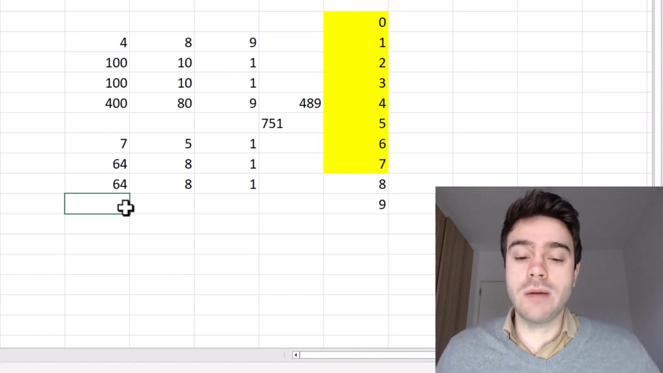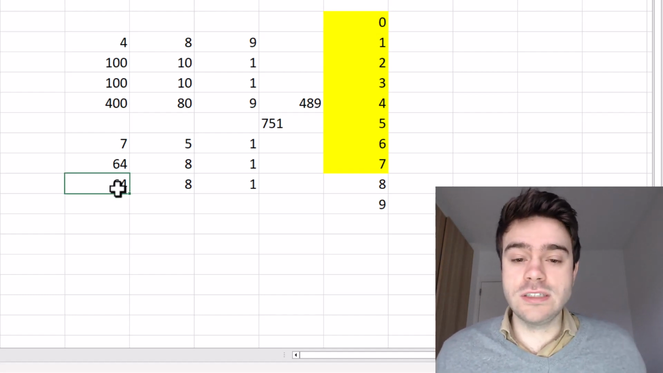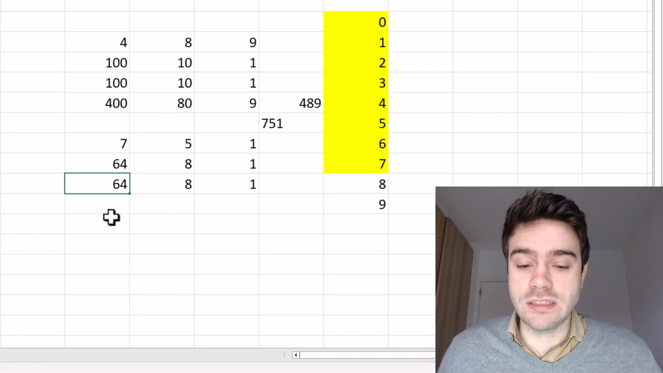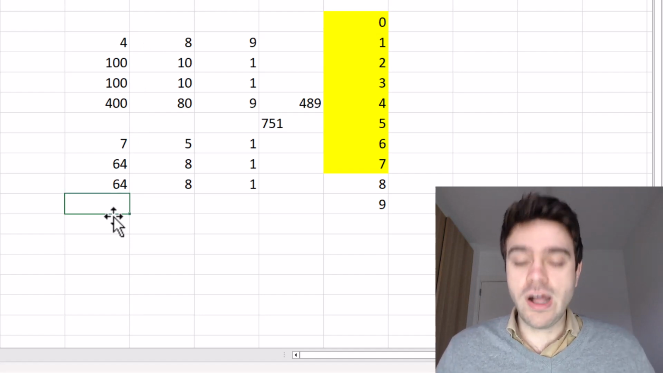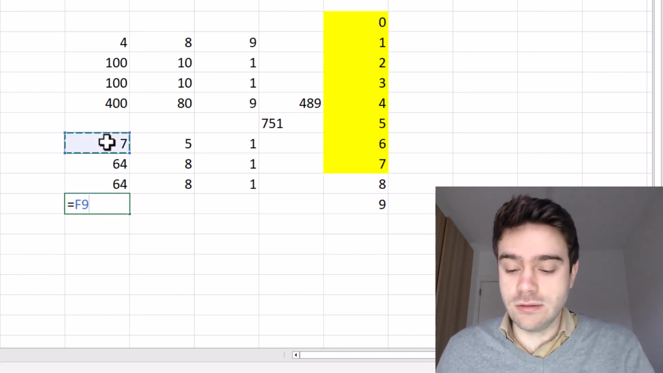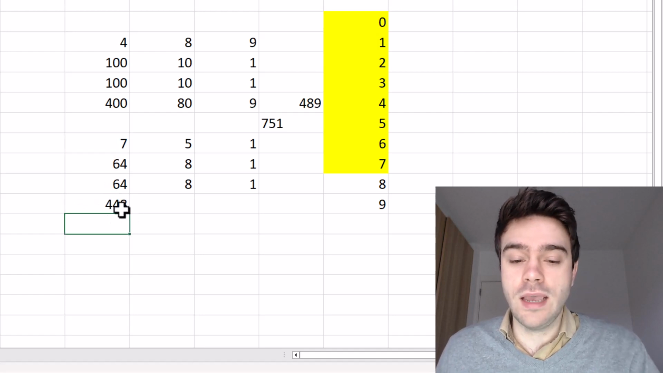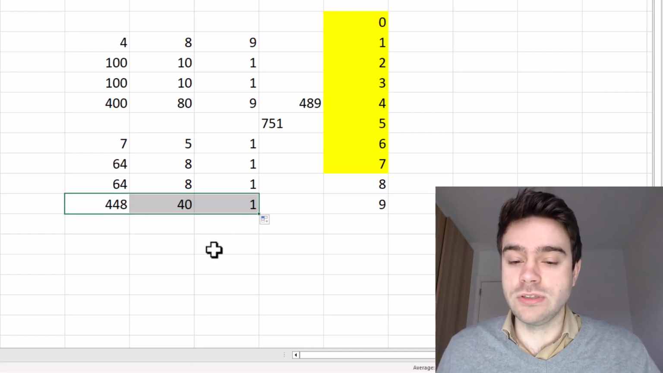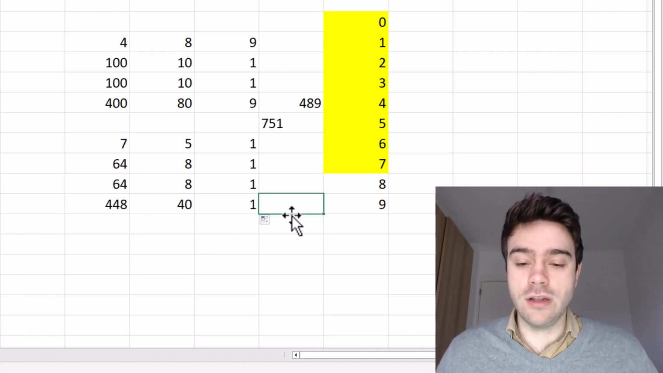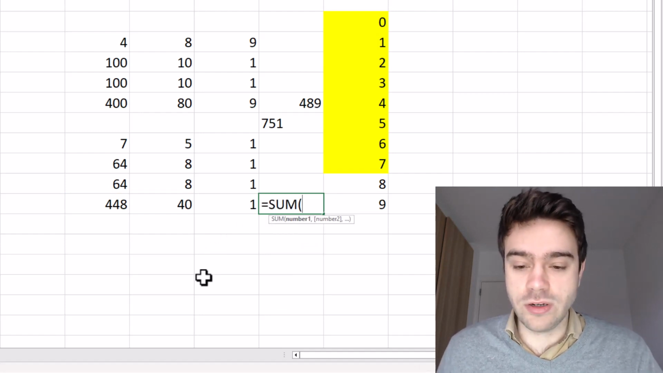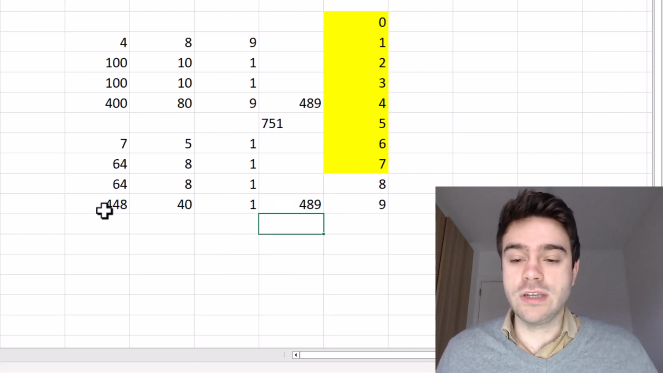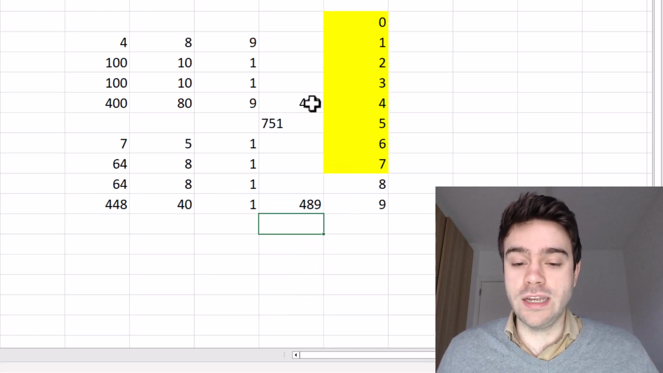So that's how we come up with these weights, and we can continue this indefinitely just like we did with the decimal number. Once again, to get the value of the number, we multiply the digit with the weight, and we do this for every number, so we pull this through. And in the end, we just add all of these numbers together, so with the sum function. And what you can see is that we end up with 489.